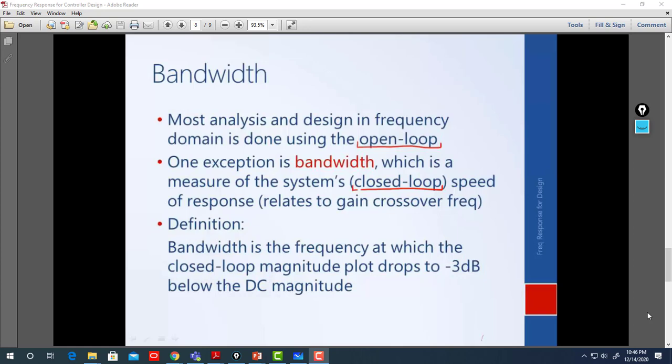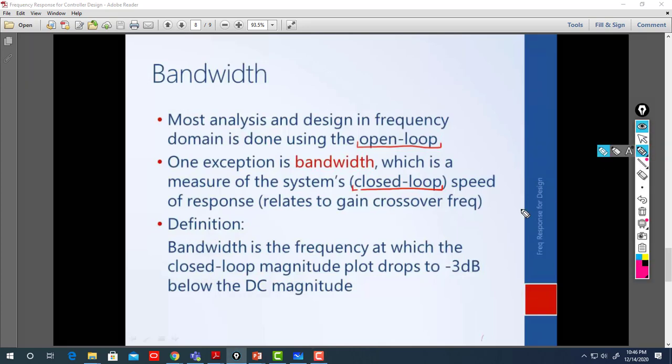What's the bandwidth? Bandwidth, as defined here, is the frequency at which the closed loop, that's why I'm saying closed loop now, the closed loop magnitude plot drops to -3 decibel below the DC magnitude, and that's what we call bandwidth. Okay, it is the frequency at which the closed loop magnitude plot drops to -3 decibel below the DC magnitude. That's the definition of the bandwidth.